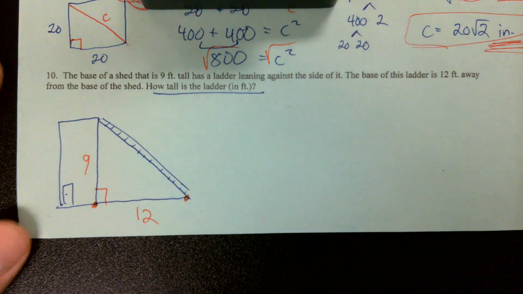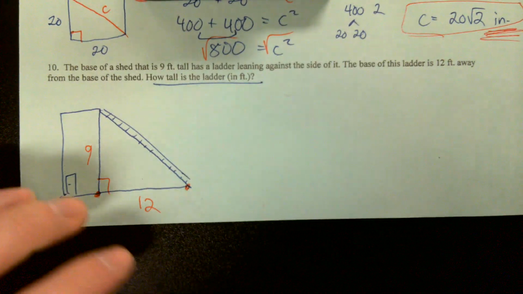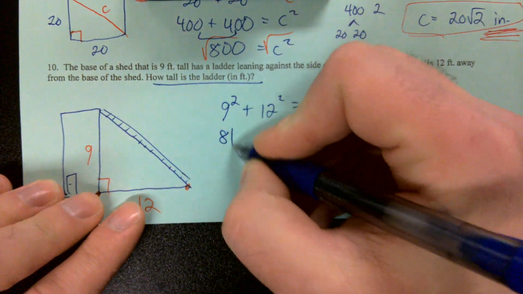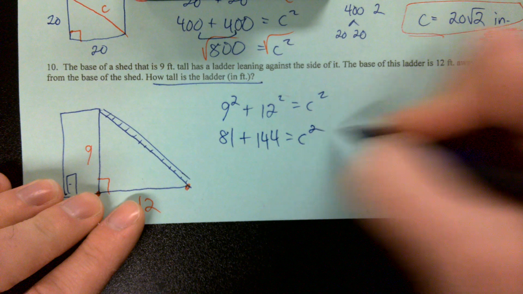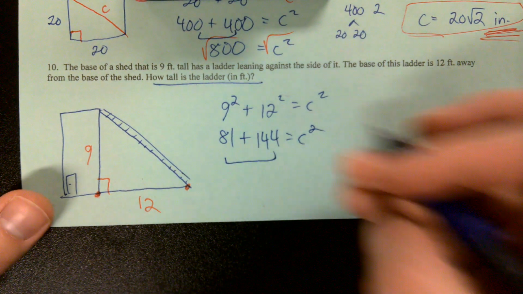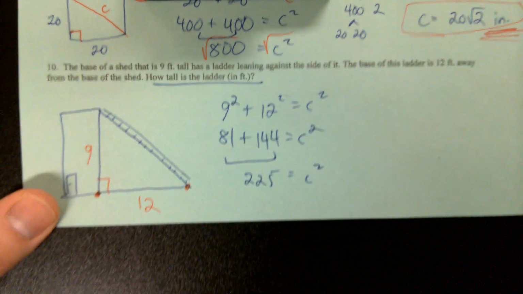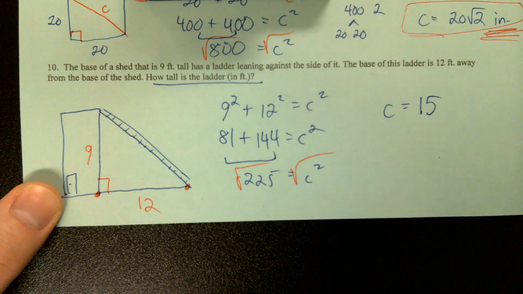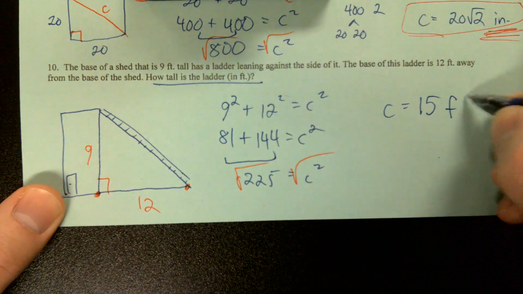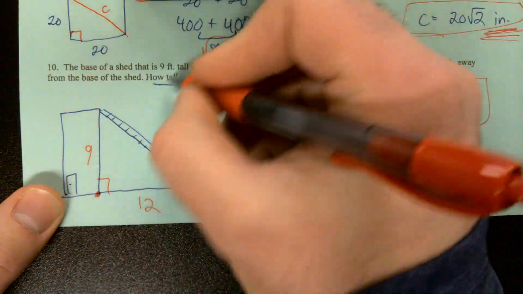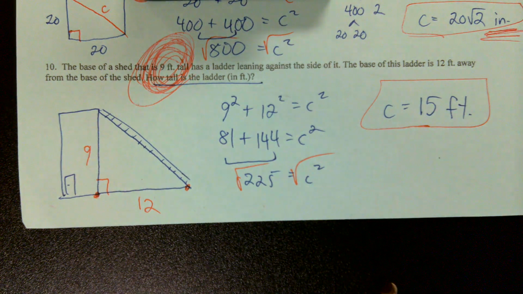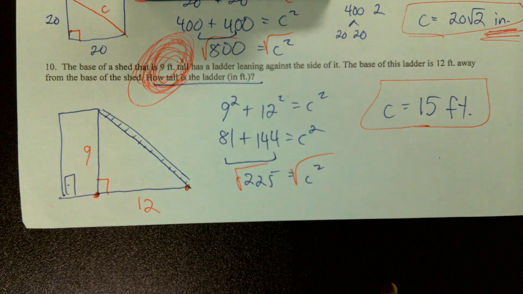So what equation can I set up here? Someone want to help me out? Perfect. 9 squared plus 12 squared equals C squared. Gives me 81 plus 144 equals C squared. What's 81 plus 144? 225 equals C squared. Square root both sides. And C is equal to what? 15 what? Inches? Feet. Feet. If you don't know what units to use, just read the question again. 15 feet is what we get.